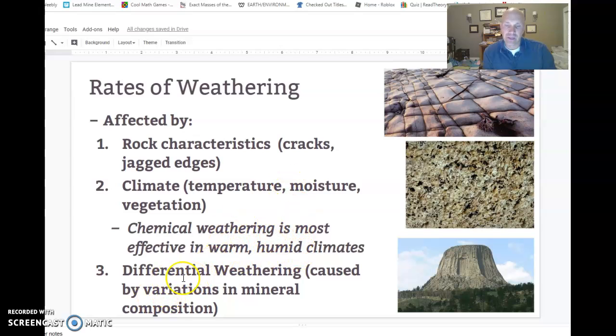One other thing is called differential weathering. That's whenever you have essentially two different types of rocks. This right here is an example of differential weathering, where this is where a volcano used to be, and the outside of the volcano got weathered away, and what that left was just the center part of the volcano.